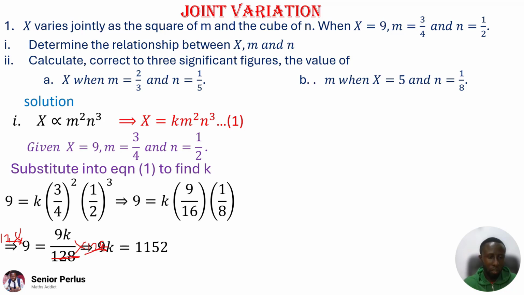So 9K equals 1152. Then we want K, so divide both sides by 9 so that you can get K. Therefore your K is 128. Good.